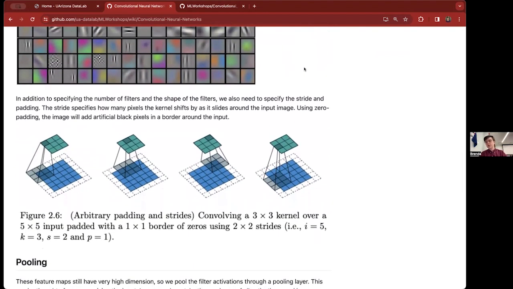So there's one more thing. So that's the basic idea behind convolution. If there are any questions on it now, please feel free to ask.